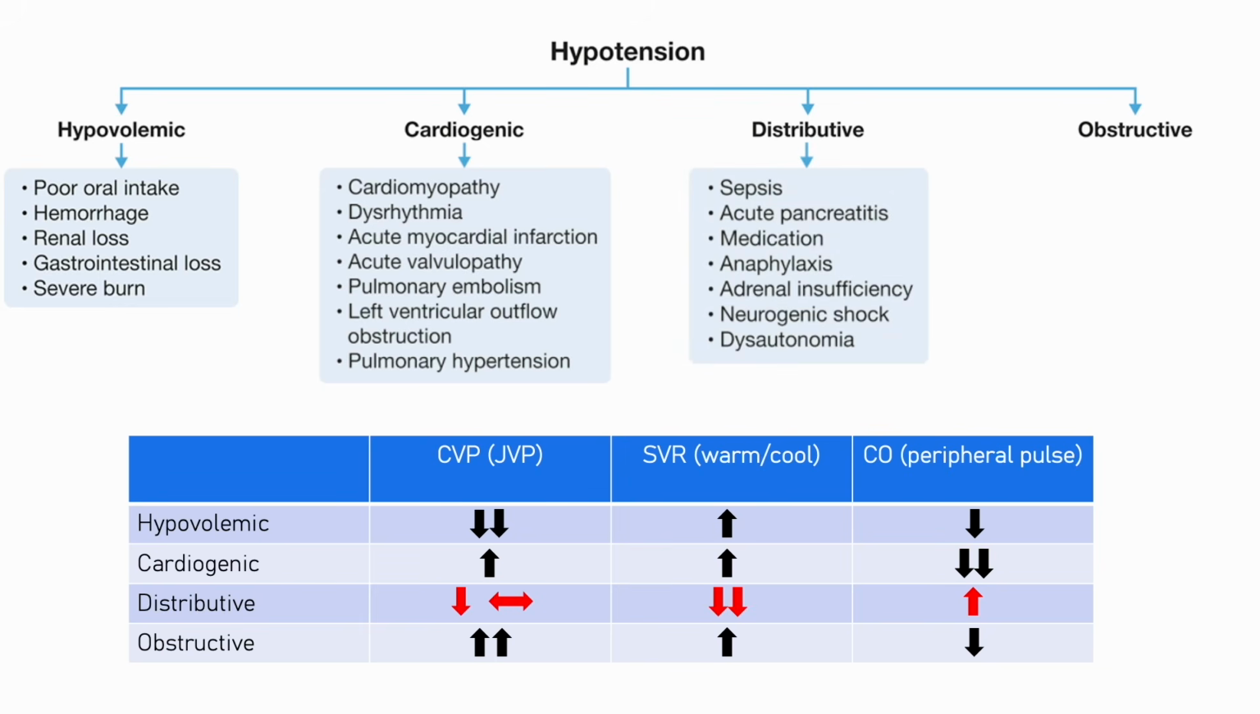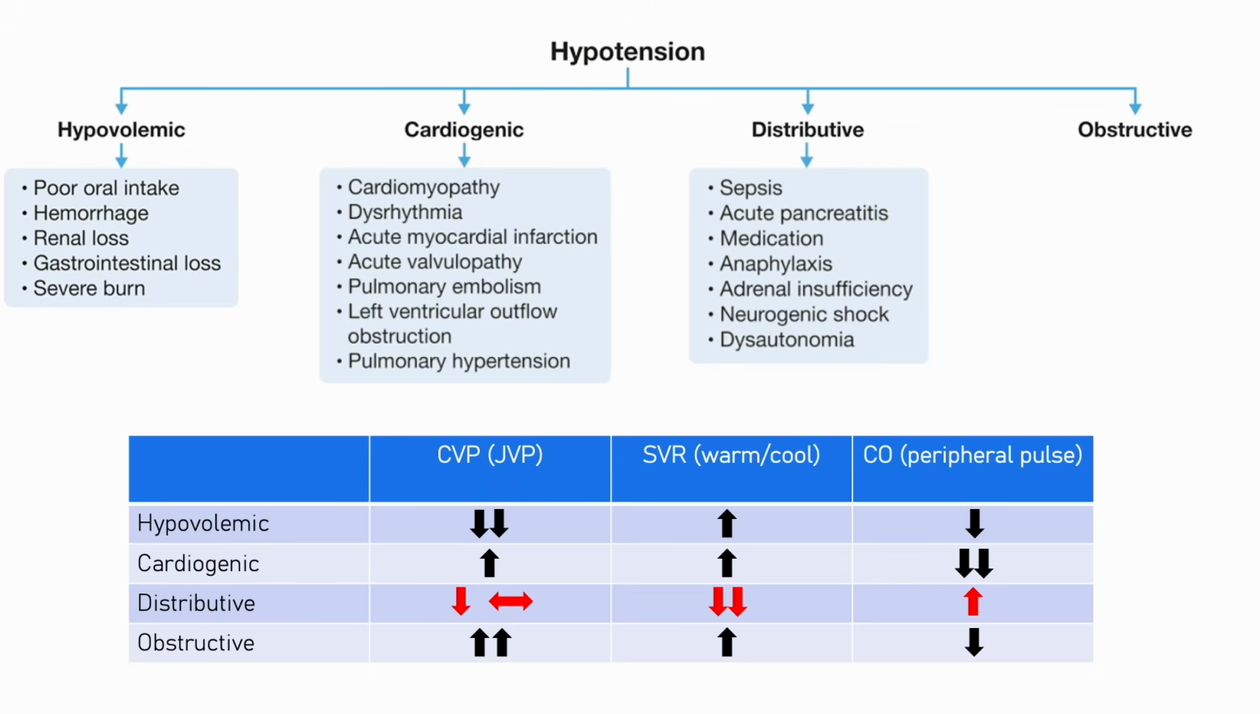Now let's fill in the causes of distributive hypotension. Here, the defining physiologic problem is loss of systemic vascular resistance due to pathologic vasodilation. Cardiac output may be normal or even increased, but blood pressure falls because the arterial system has lost tone. The most common cause is sepsis, where inflammatory mediators cause widespread vasodilation and capillary leak.